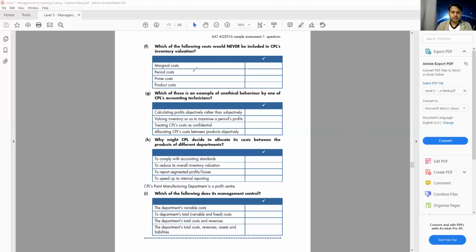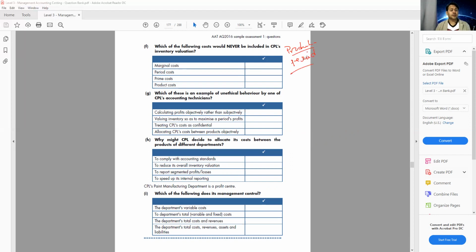Question 10. Let's have a look at this one. Which of the following costs would never be included in inventory valuation? Obviously, as the question said, we're going to use product cost. Two types of cost: one is product cost, one is period cost.